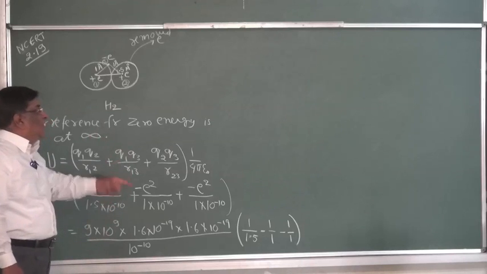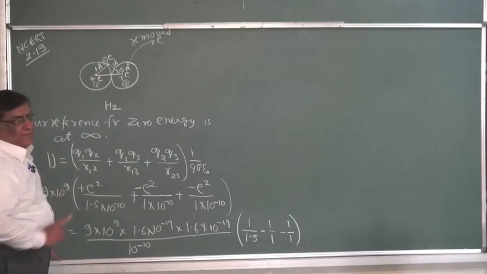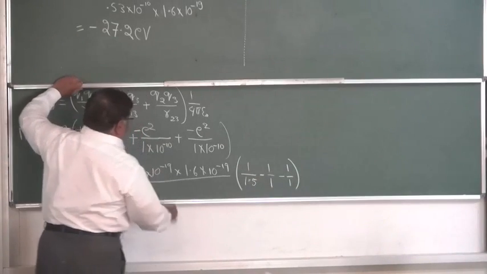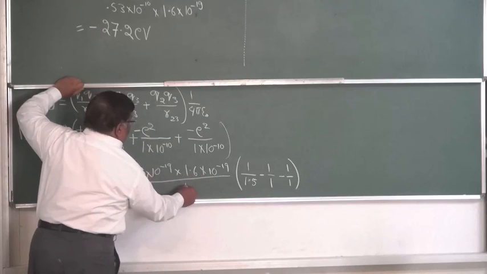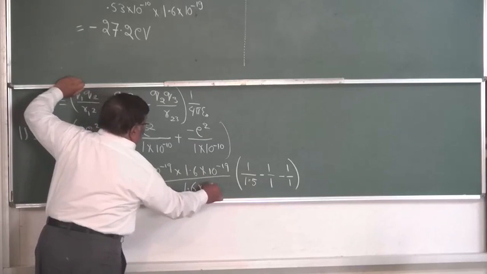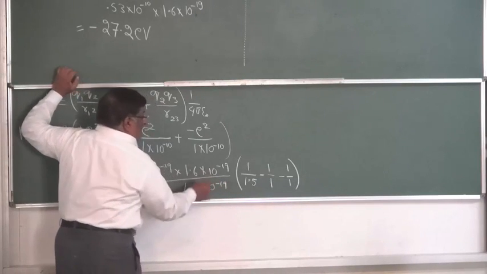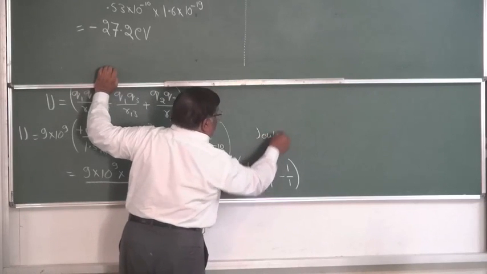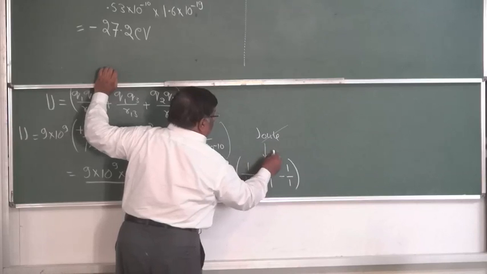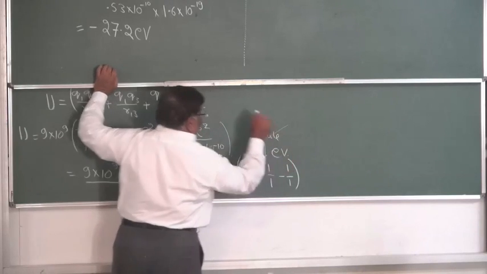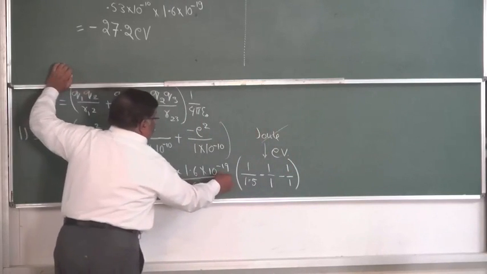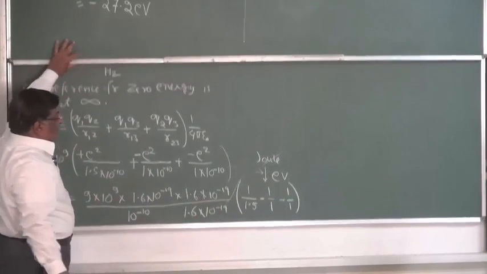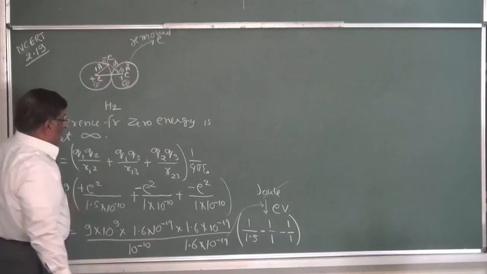How to convert joule into electron volt? You have just done it. We do it by dividing with 1.6 into 10 to the power minus 19. So if we divide by this, then earlier it was joule and now this will convert to eV. By writing this, we have converted into eV. Okay, now let's do it this way. So our answer will be in eV.